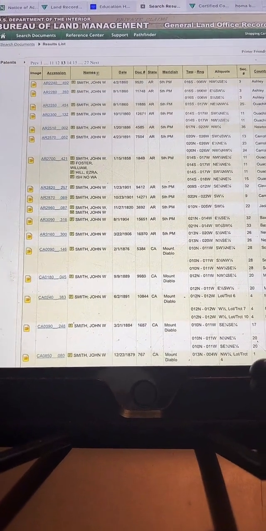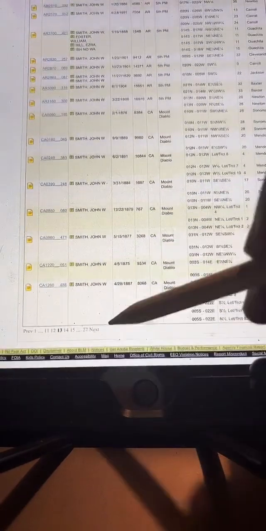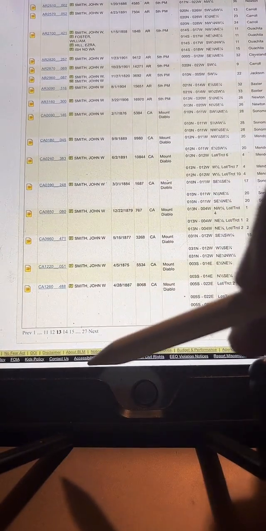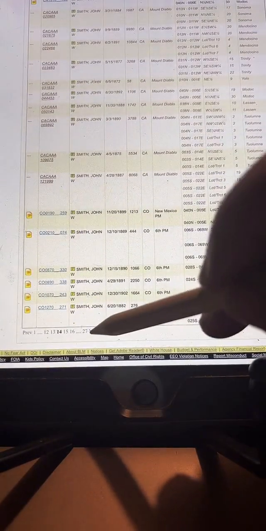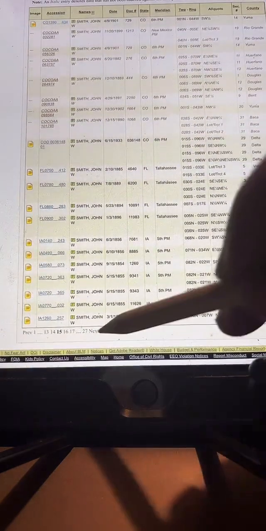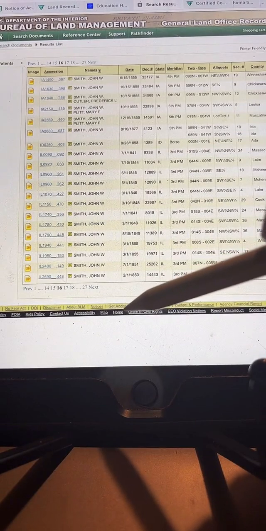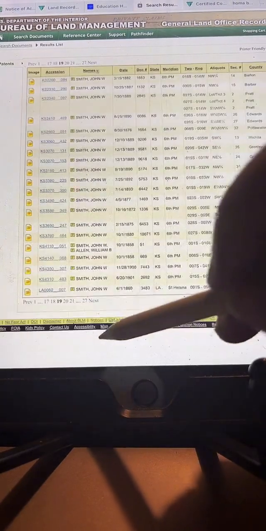So yeah, when you get access to my library, you get access to all those videos and all those seminars, and that's just the tip of the iceberg. Notice how there's 27 pages of John W. Smith? Literally. Every single page.